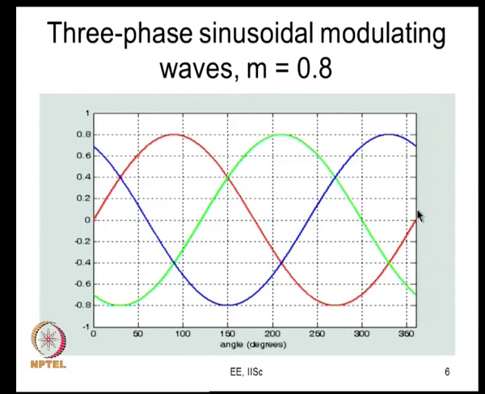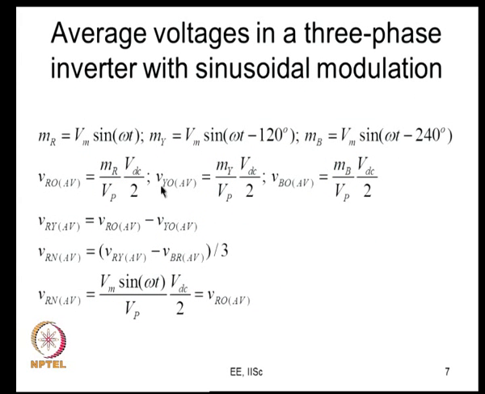Alright. So, now if you modulate it with sine triangle PWM, you have a 3 phase sinusoidal signal, whose peak is 0.8 times the carrier peak. So, you have some 3 phase signals like this, and you compare them with the carrier. When the sine is greater than the carrier, the top switch of a leg is on. When the sine is lower than the carrier, the bottom switch is on. That is the convention we have been adopting. And if you do like this, what happens?